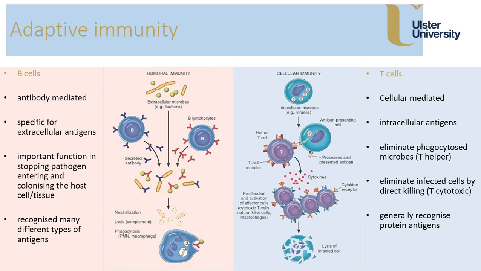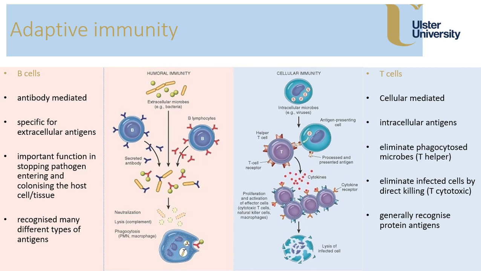And this stops the antigen from entering the cell by attracting complement proteins, and the complement proteins will lyse the pathogen, i.e. it deflates the pathogen, it bursts a hole in it essentially. Or it can actually attract other cells that will phagocytose the antigen.